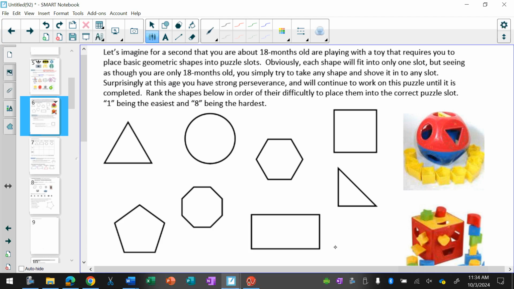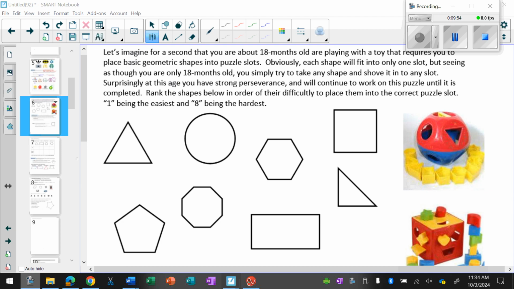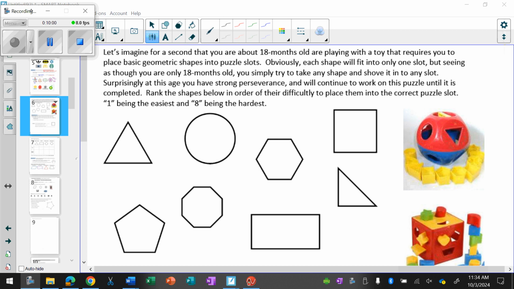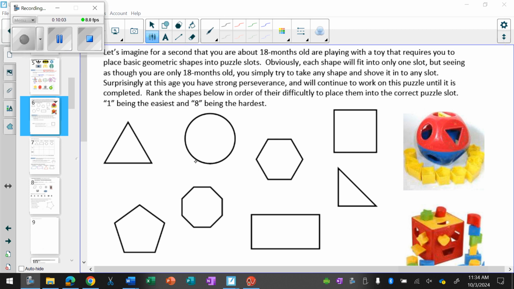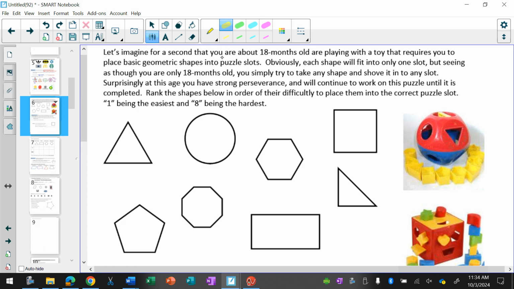So here's what I need you to do. I need you to pause the video, and I need you to take these shapes. There's one, two, three, four, five, six, seven, 8 shapes that could fit into a shape sorter. And I want you to pretend that you're 18 months old, and I want you to label these shapes 1 through 8 in order from easiest to hardest. So easiest would be number 1, hardest would be number 8. So I want you to just put a number inside each shape.